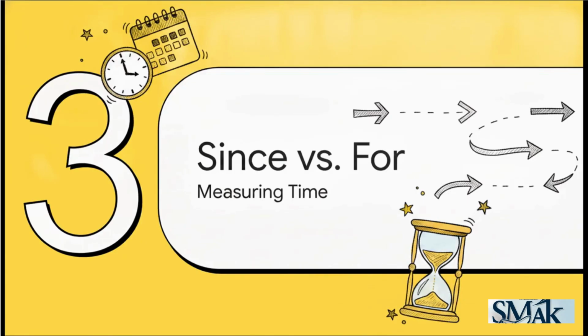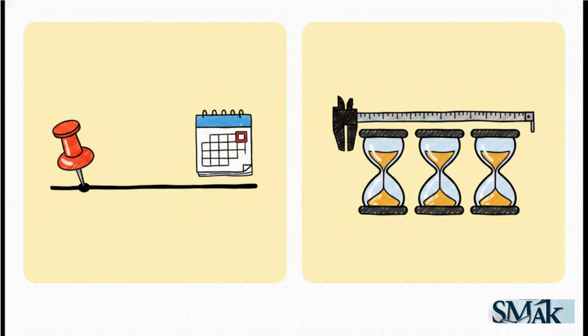All right, on to section 3, since versus for. This is a classic stumbling block when we talk about measuring time. This is where people get tripped up a lot, but it's actually super straightforward.